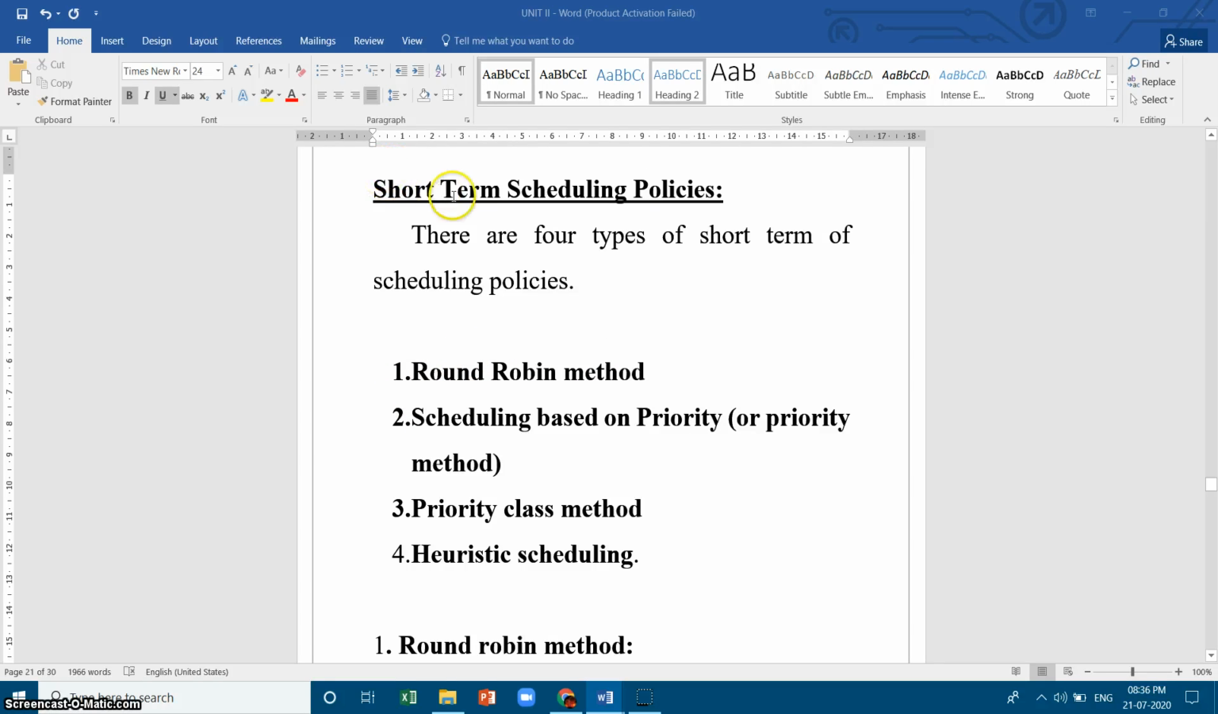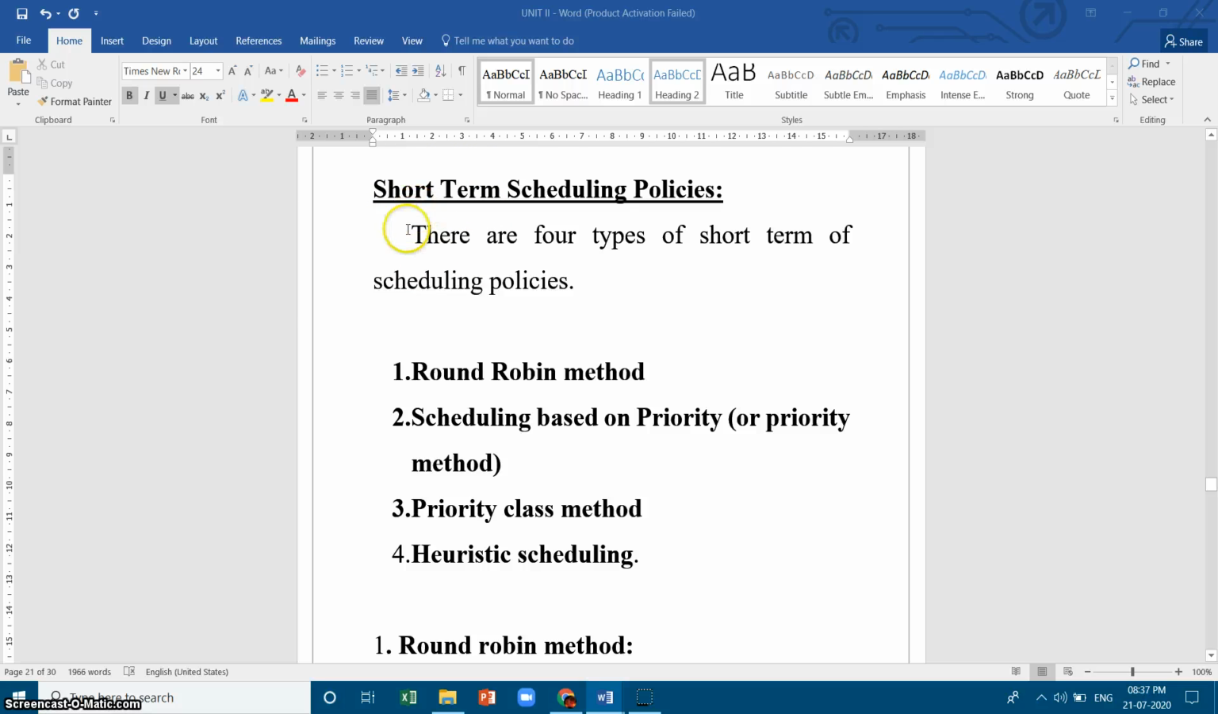What is the short-term scheduling? Last class itself we saw how the short-term scheduling will be working. We are going to dispatch a process from your ready state to your running state. Your running state is your CPU. So dispatching the process from your ready state to your running state is called as short-term scheduling.